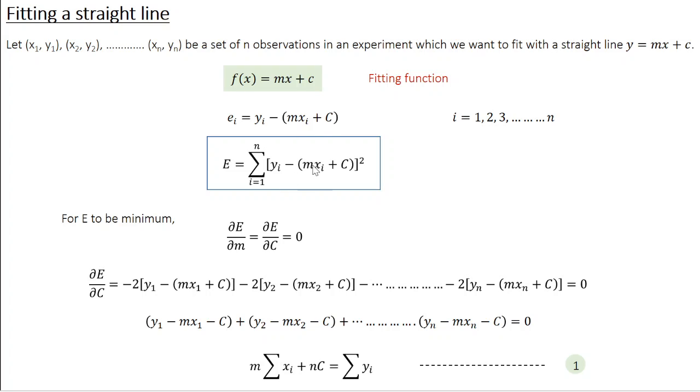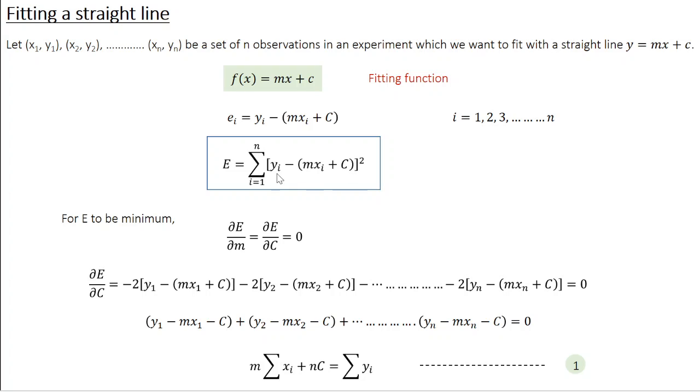So let's first take the derivative of the first term, that is (y1 - mx1 - c) whole square. Apply the chain rule. This is going to be 2(y1 - mx1 - c), then the derivative of the term inside the bracket with respect to c. The derivative of y1 with respect to c is 0. The derivative of mx1 with respect to c is 0. And the derivative of c with respect to c is 1. There is a minus sign here. So you have minus 2 into (y1 - mx1 - c).